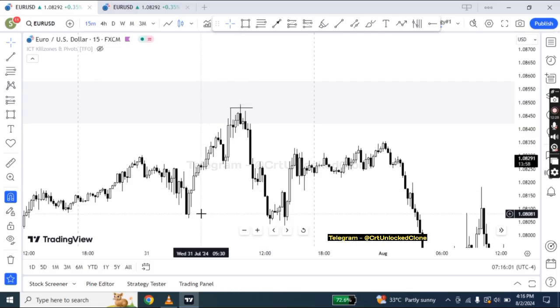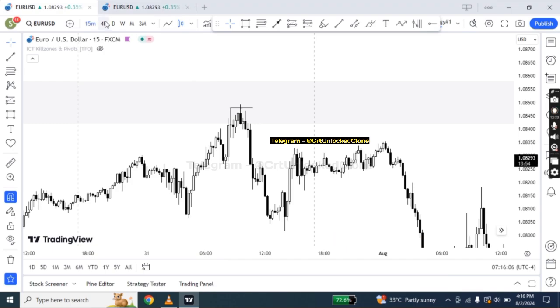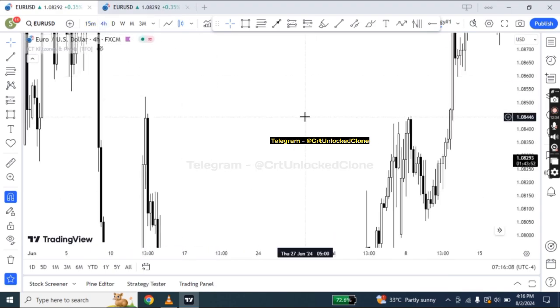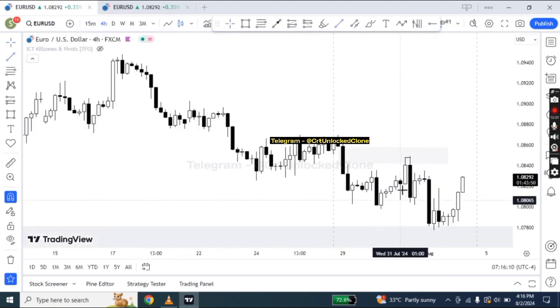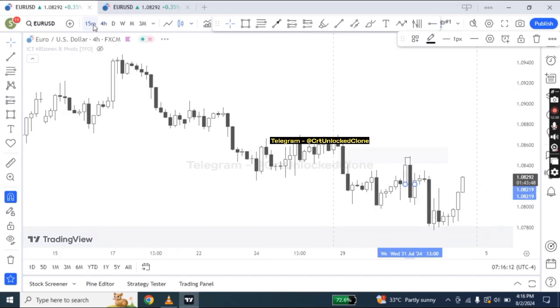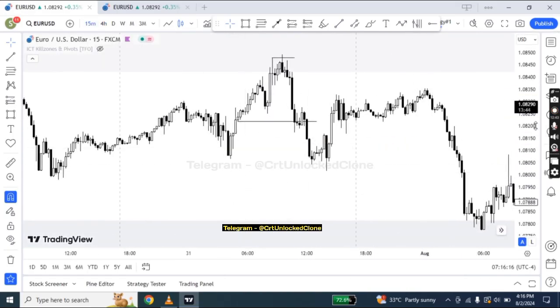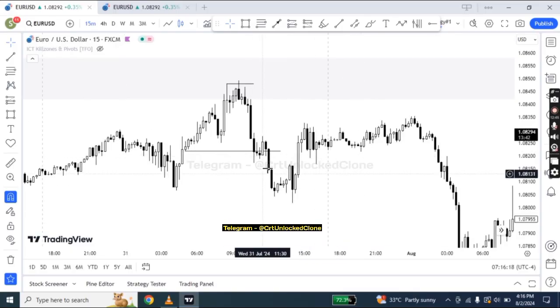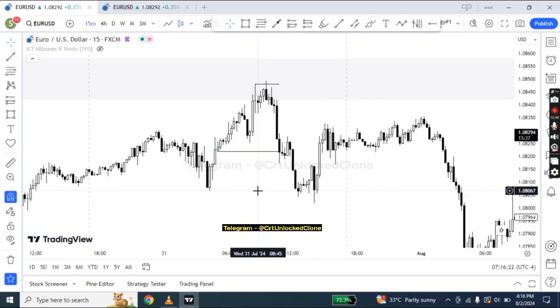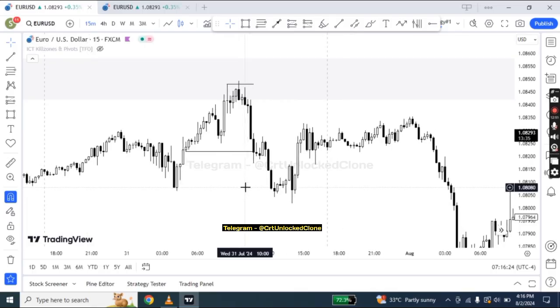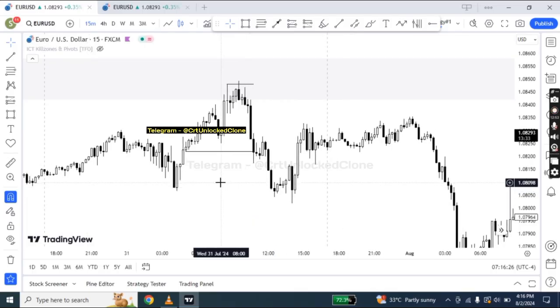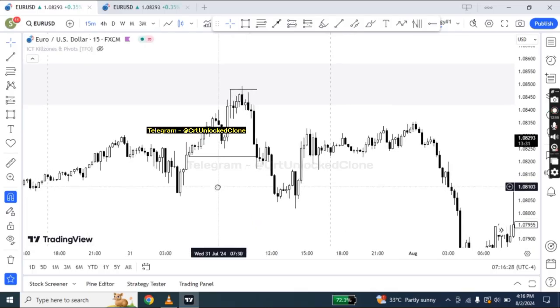Now my favorite ones are, first of all, the model 1 entry and the turtle soup advanced entry, right? Now the model 1 entry has a confirmation factor to it, whereas the turtle soup entry doesn't require any confirmation, right? So for most of you, you should just stick to model 1 entry, because that one has the confirmational factor to it, right? But once you get more advanced, you can trade the CRT based on the turtle soup entries too.